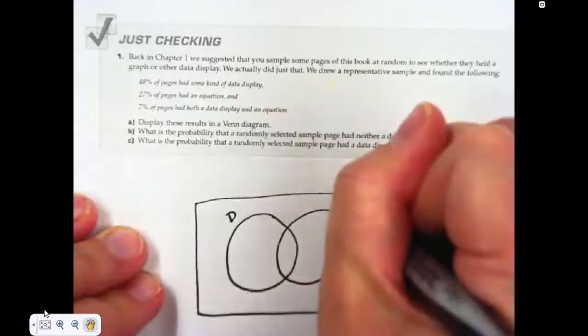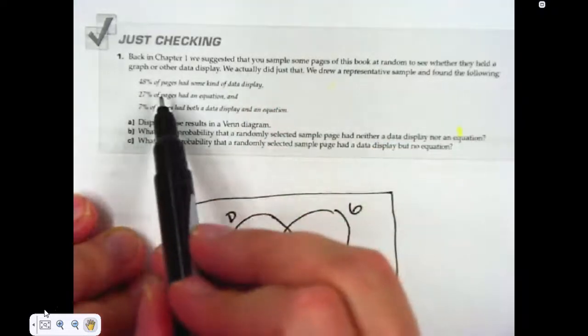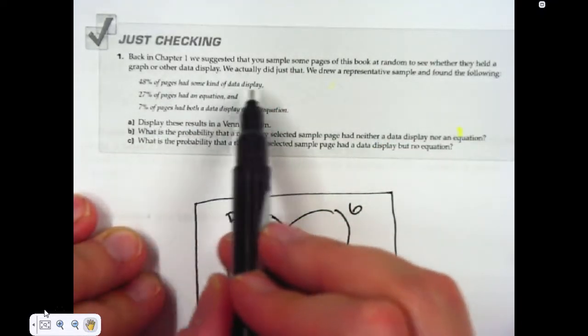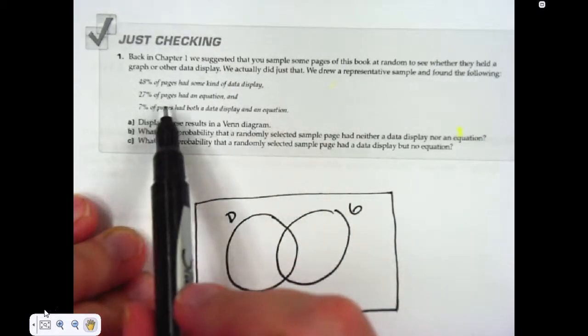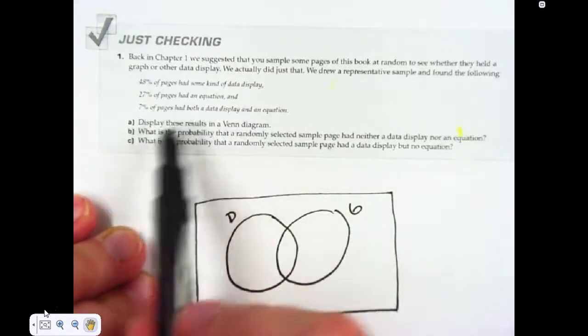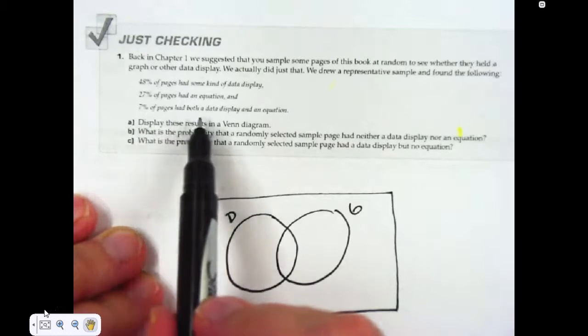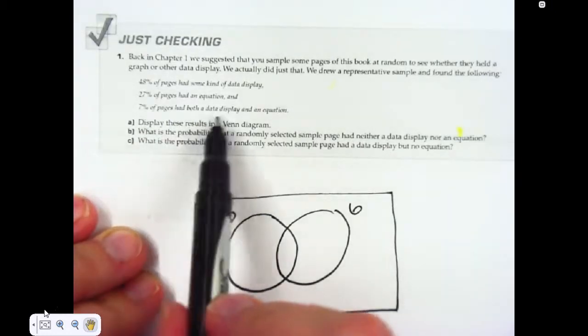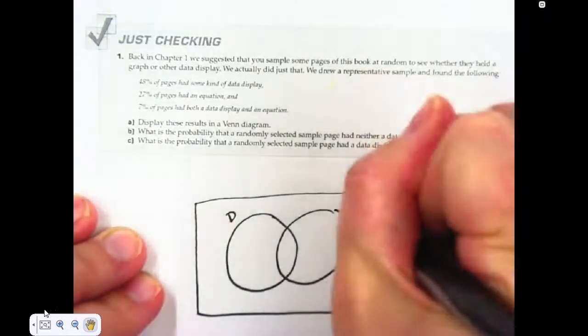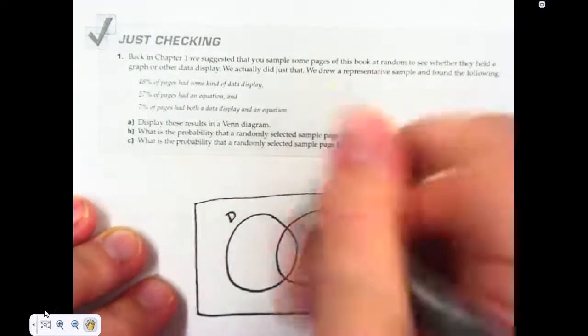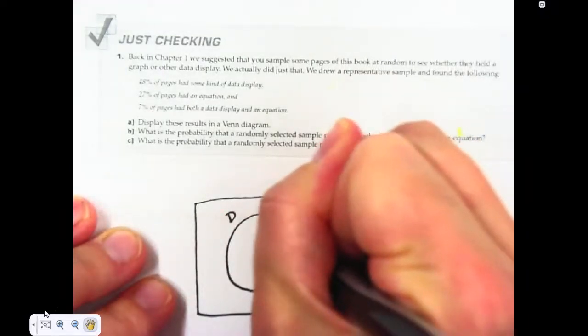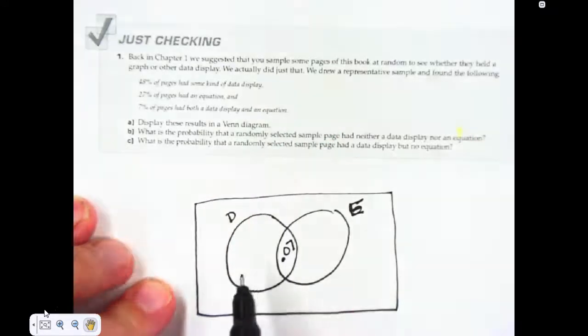So data and graphs. It says 48% of the pages had some kind of data display. 27% of the pages had an equation, and 7% of them had both. So actually, it's not a graph. Let's change that to an equation. So the both, I'm going to change that to 0.07. That's going to go in there.